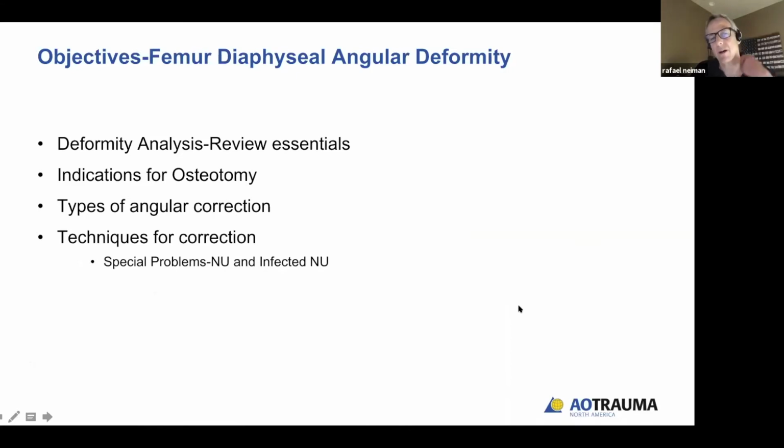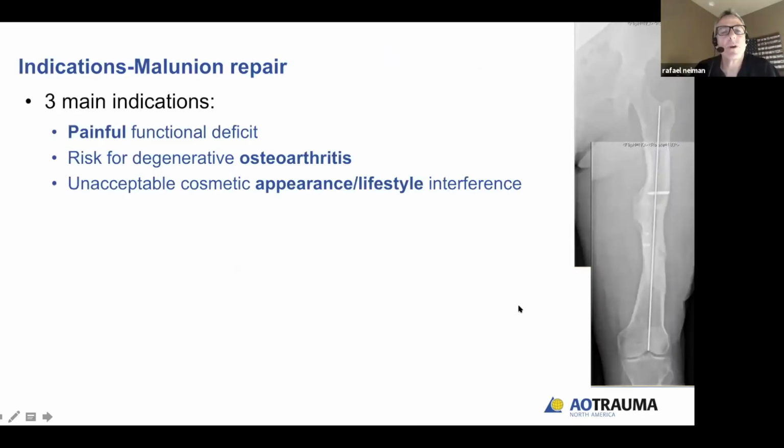And we'll go over some indications and some of the corrections that we use, including special problems for non-union and infected non-union. So my three main indications for malunion repair are a painful functional deficit and risk for degenerative arthritis, and that's usually presenting as some form of pain like knee pain. Unacceptable cosmetic appearance or lifestyle interference, where it's just not allowing them to do the things they want to do.